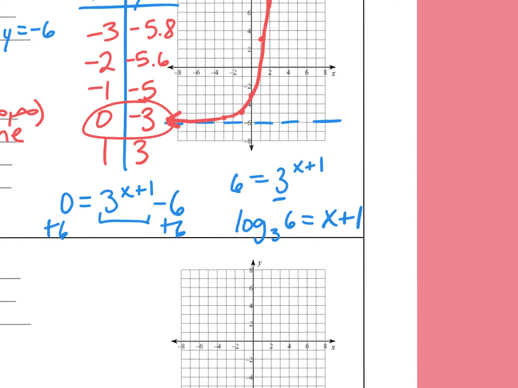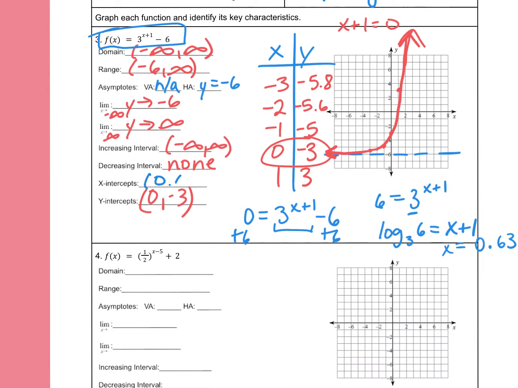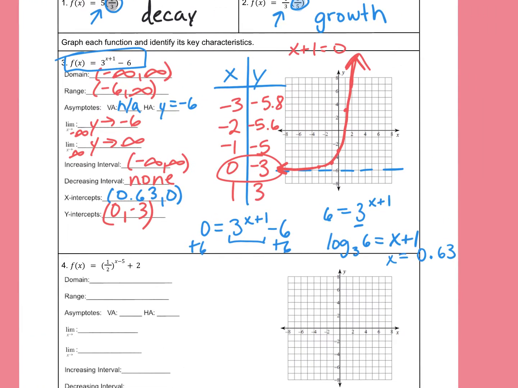I can type in log base 3 of 6 in my calculator by just typing in log of 6, close parenthesis, divided by log of 3. Log A divided by log B. I get 1.63 with a decimal that keeps going. I've got to subtract that 1 over, so I end up with x equaling 0.63. So that is how I get that. 0.63, 0, and that is it.